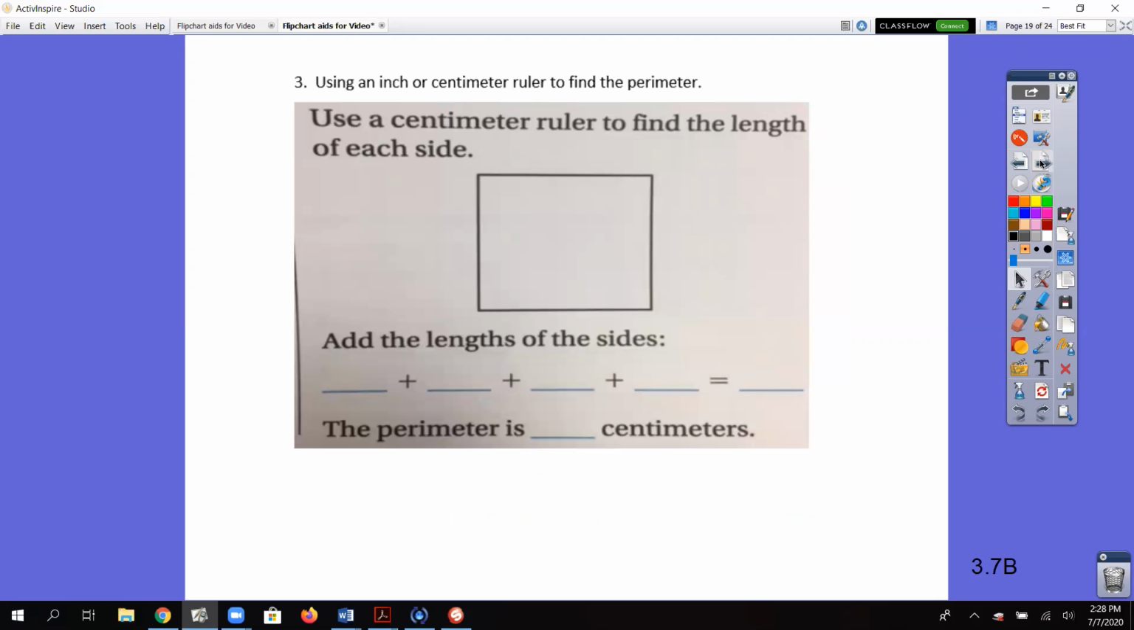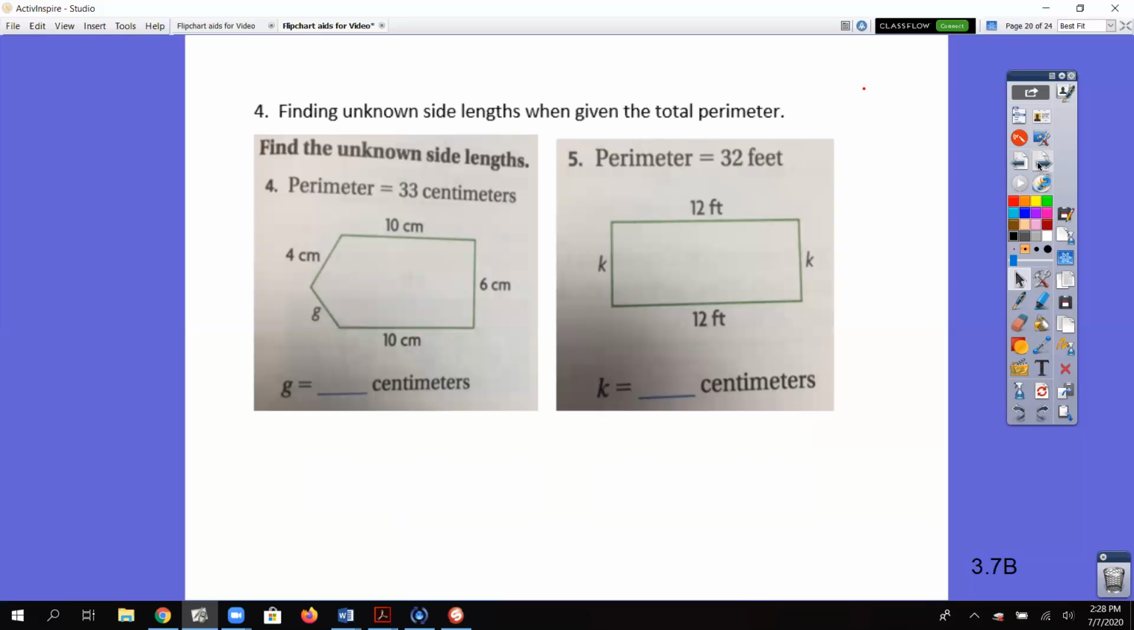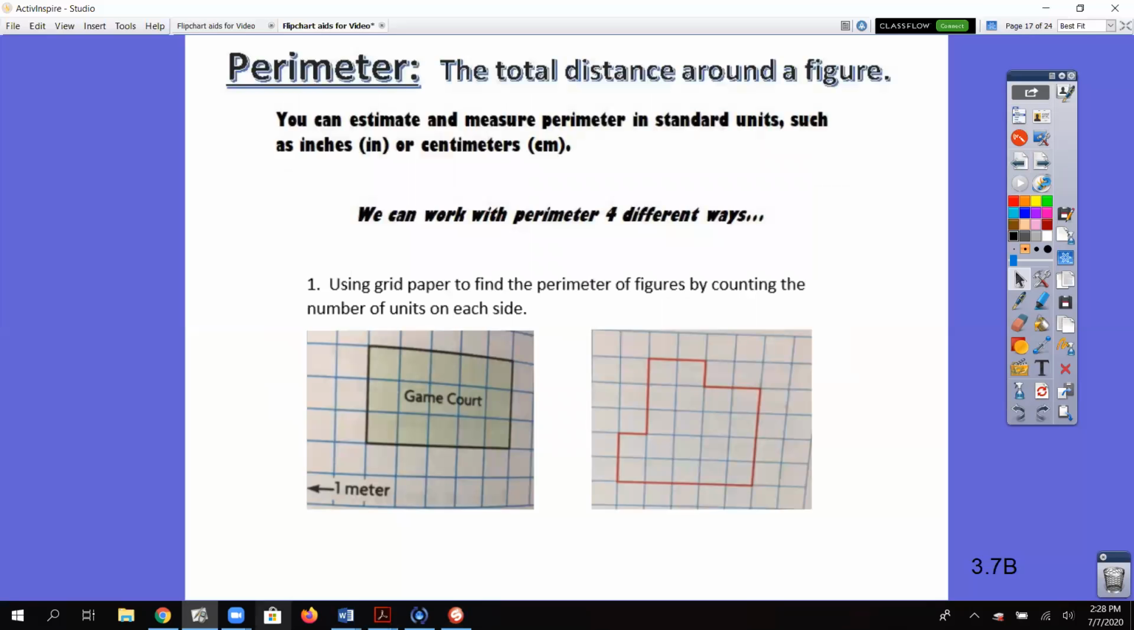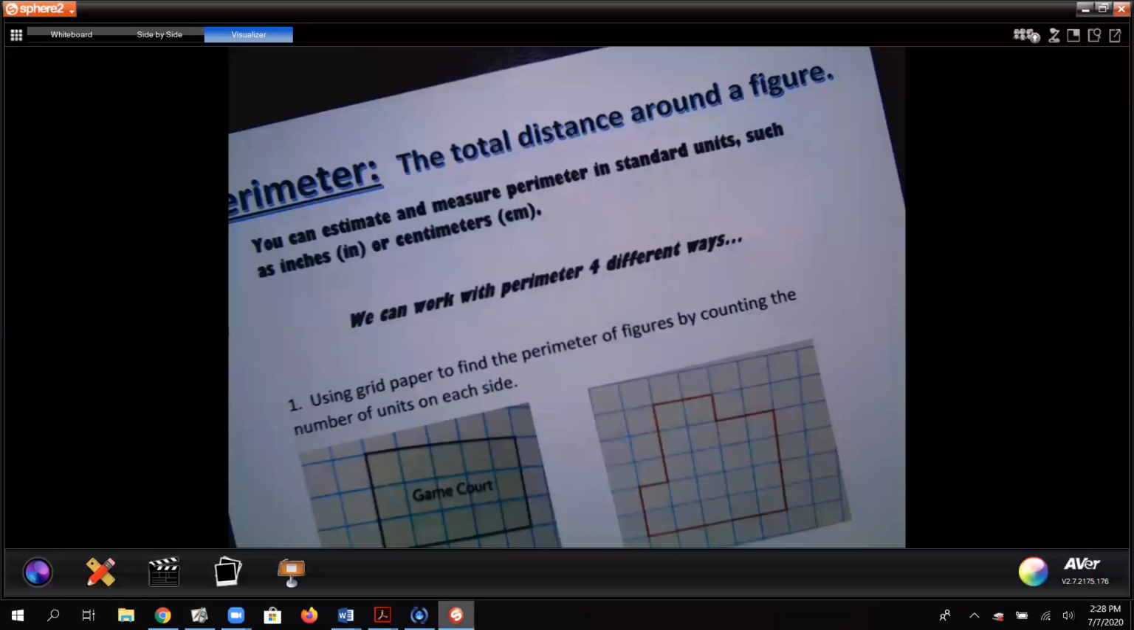A third way is they give you a figure and you have to use a ruler to find the side lengths and then find the perimeter by adding those. And the fourth way is finding unknown side lengths when given the total perimeter. So those are the 4 different ways that you'll encounter perimeter in 3rd grade. So now let's go ahead and do an example of each.